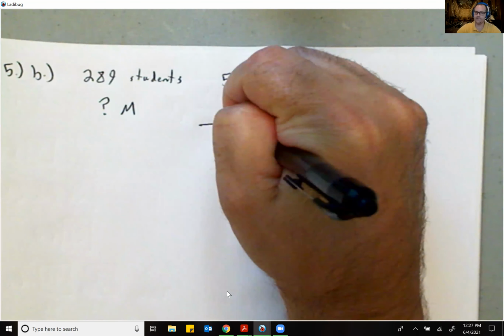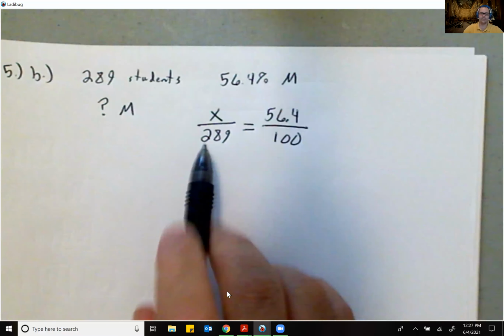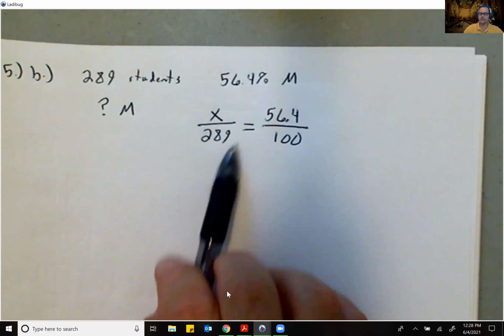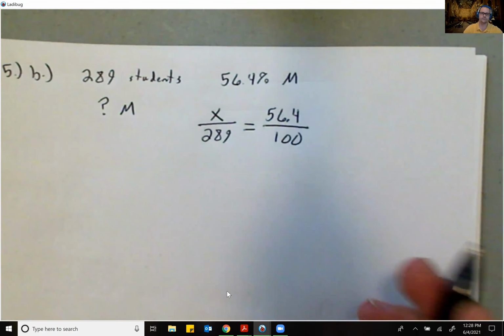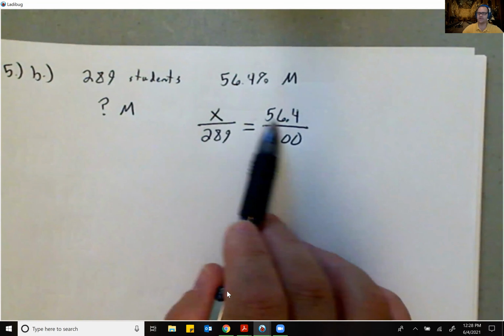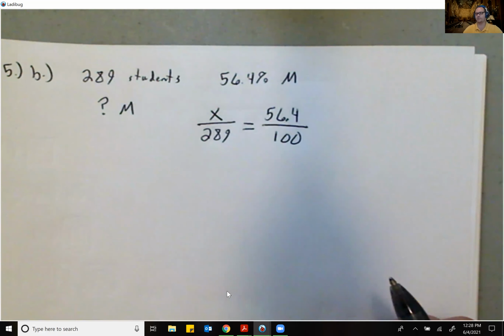Because again, relating back to this, we're looking for the part. We don't know how many males we have, but we do know that we have a total of 289. And if you do the cross multiplying and then divide by 100, you got your answer. Or as Catherine said, turn this into a decimal, multiply that number, and there's your answer. Now, again, you got to round to the nearest whole because this isn't going to come out nice and neat.